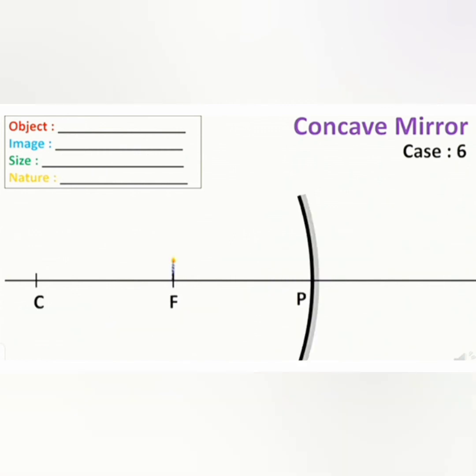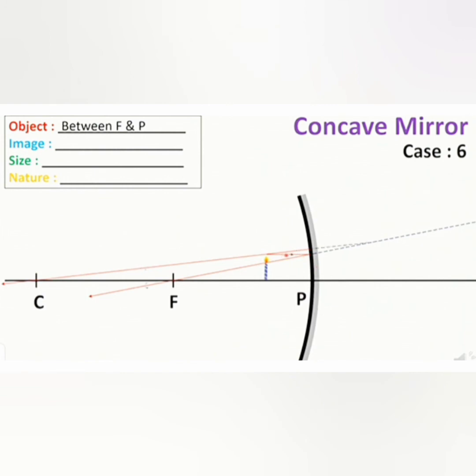Last case, case number 6. When the object is between F and P, that means focus and pole. Now from the object, one light ray falls on the mirror parallelly. After reflection, it will go back through the focus. Another light ray falls on the mirror obliquely and passes through the center of curvature. Both of the reflected rays don't intersect anywhere.